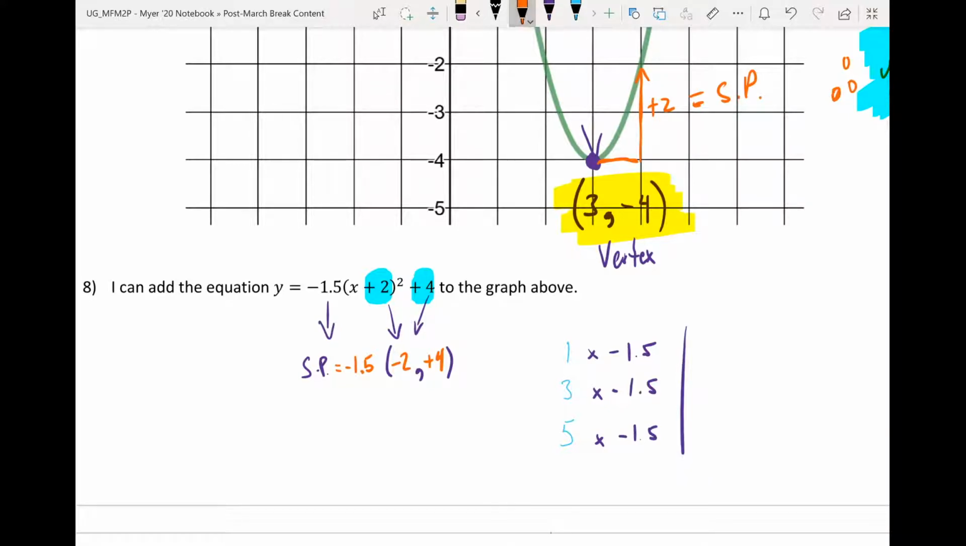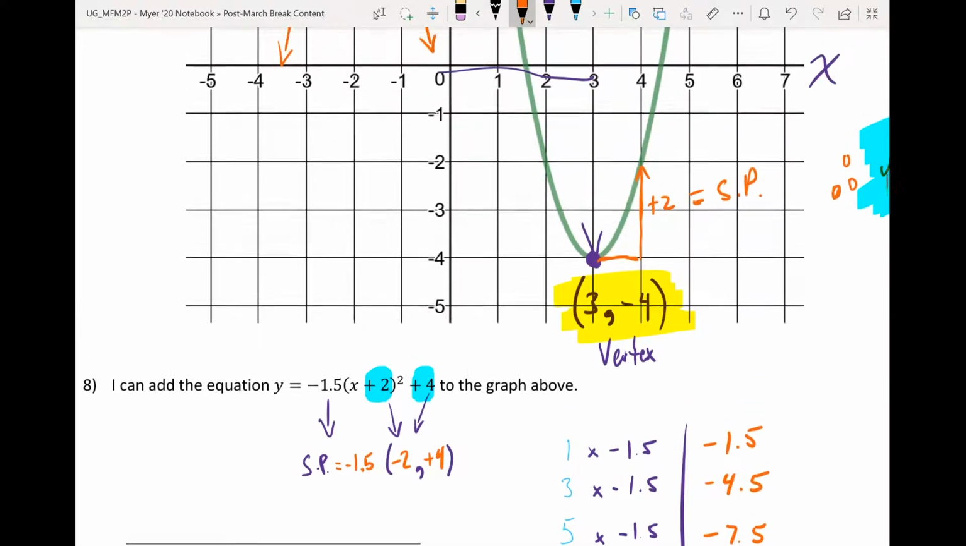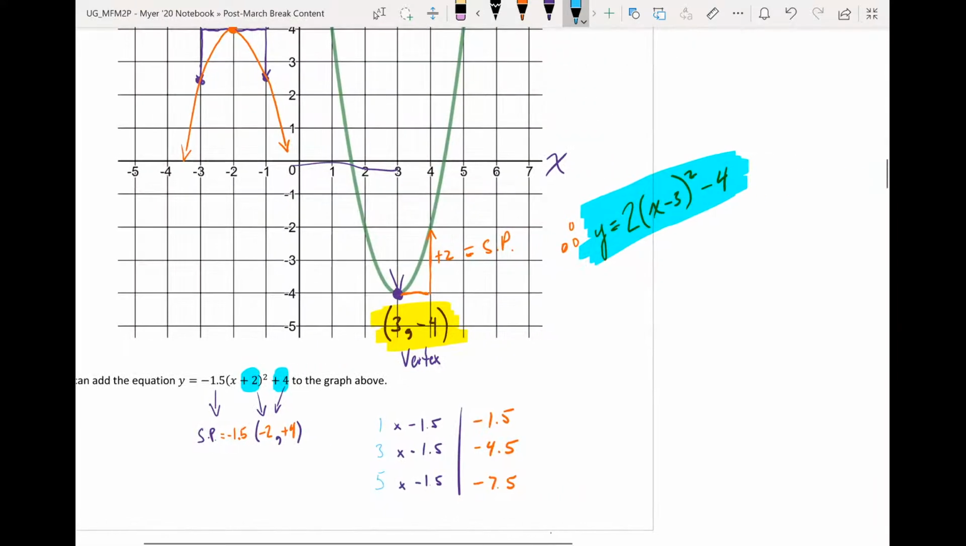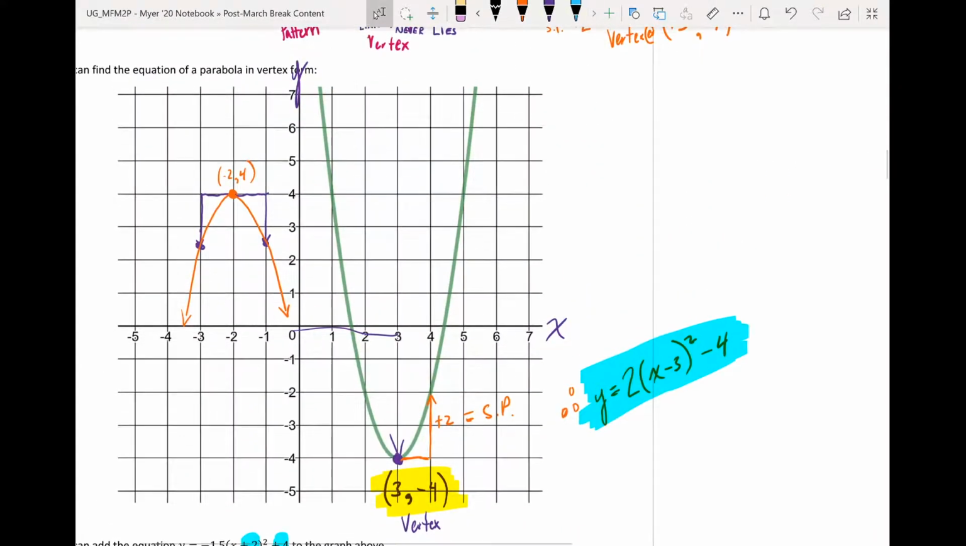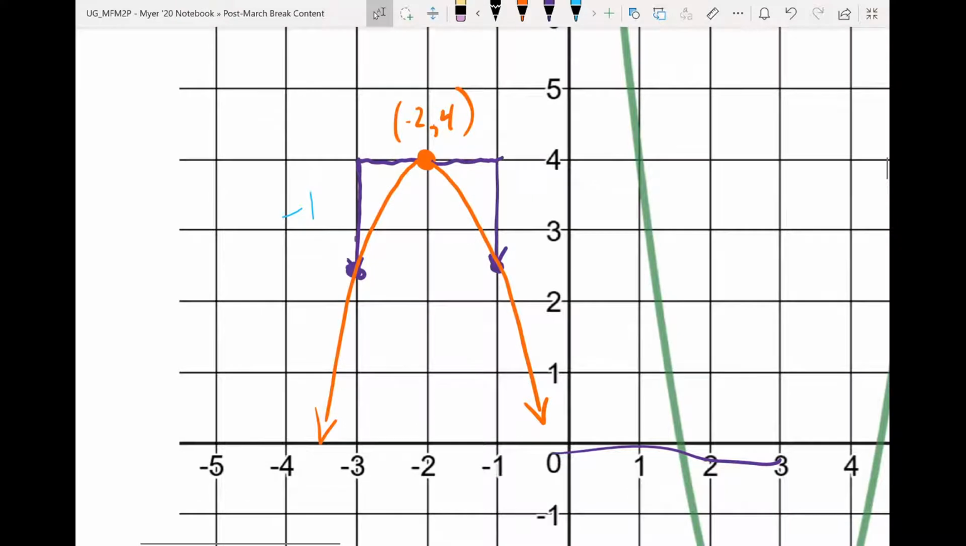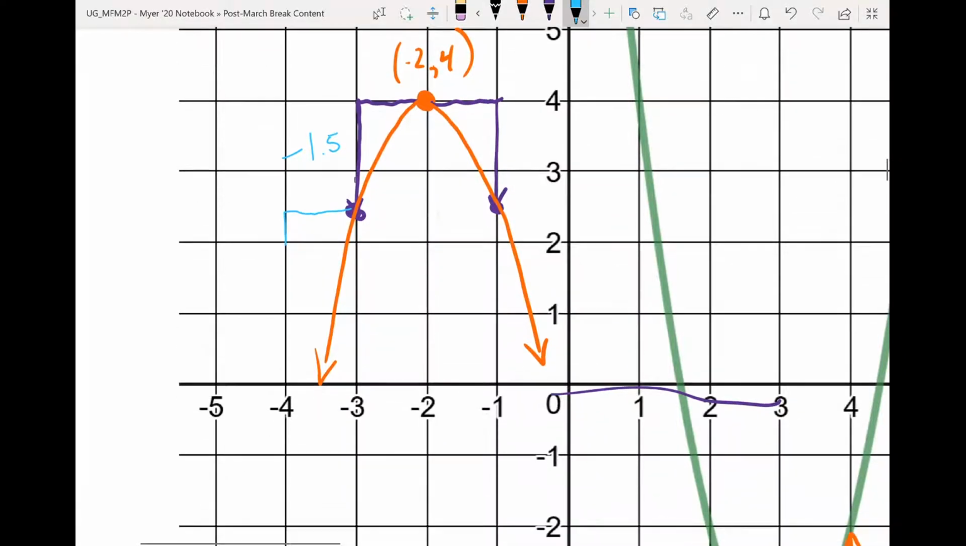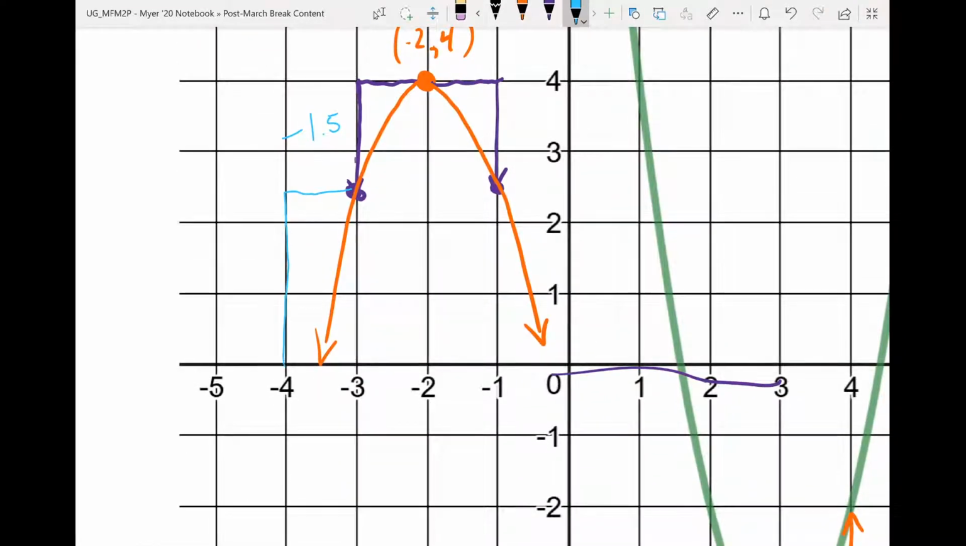And we're going to get a whole bunch of different values here. So we got -1.5, -4.5, -7.5. So that's how we could find the next steps. So if this one here is -1.5, the next step over would be -4.5. So we go over once and then down 1.5, and then we count 4. So we'd go 1, 2, 3, 4, right to this point right there.